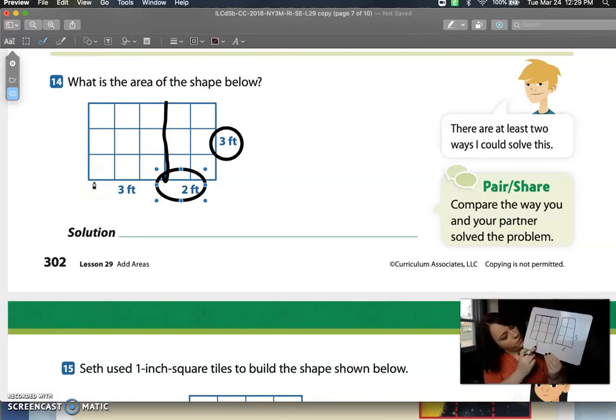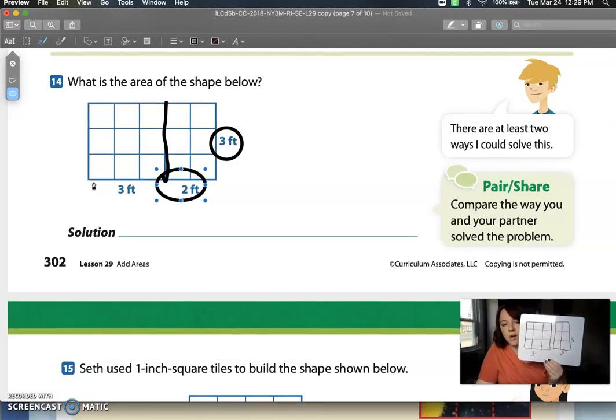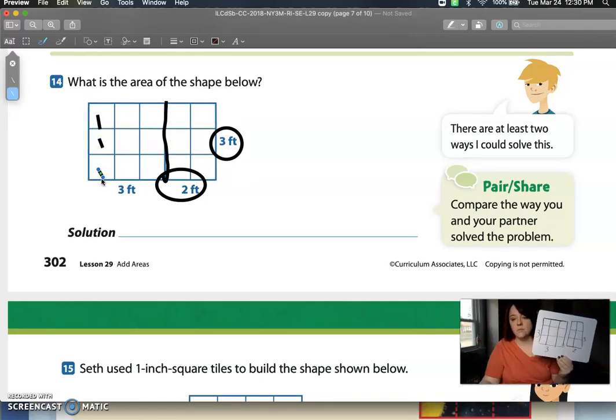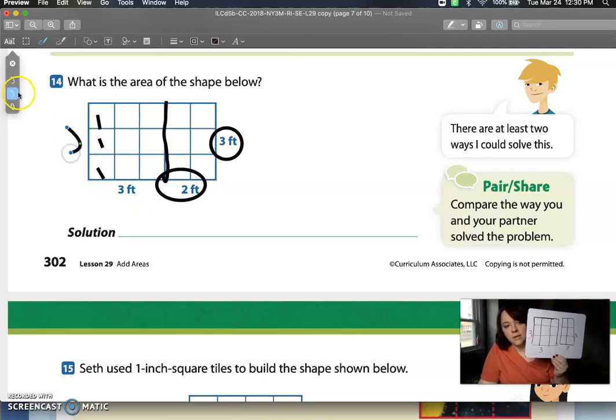So when I do 3 on the bottom, now I need to figure out what my width is. So let's count up. 1, 2, 3. So we know that this side is going to be 3 as well. And I'm going to write a 3 here. It's a really bad 3, but you know what it is. Okay, now I need to figure out something.